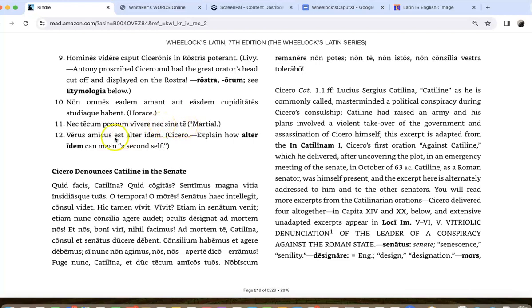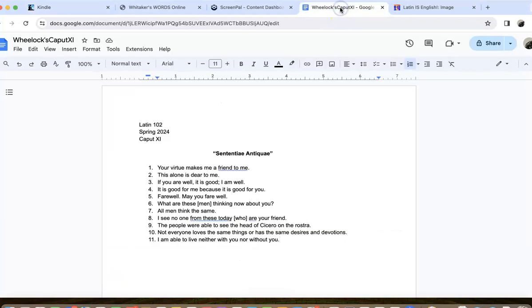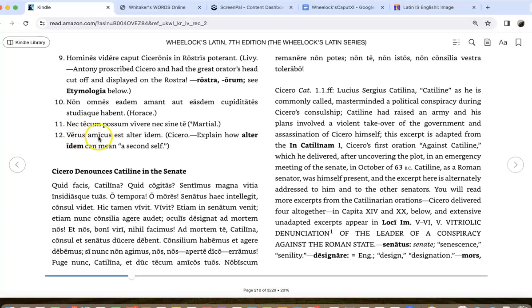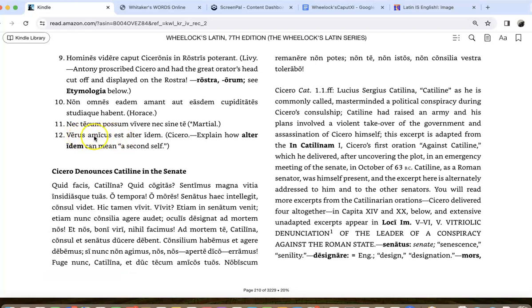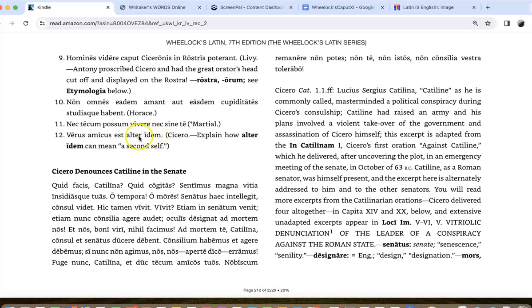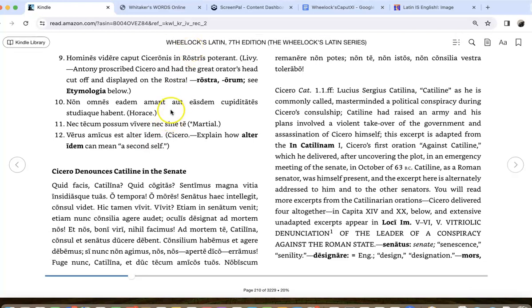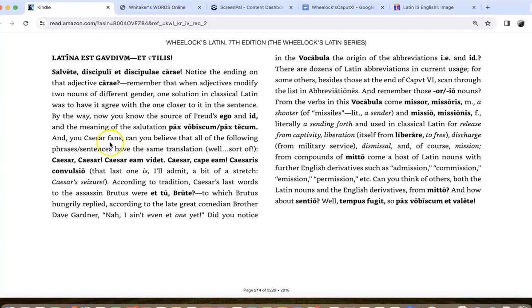Okay, so that's fairly straightforward. And the last one here, verus amicus est alter idem. A true friend is a second self or another self. A true friend is a second self, literally an alter ego, somebody you can be intimate with, confide in. A true friend, verus amicus, is a second self, another self, even an alter ego. All right, so that's fairly straightforward as far as these things go.